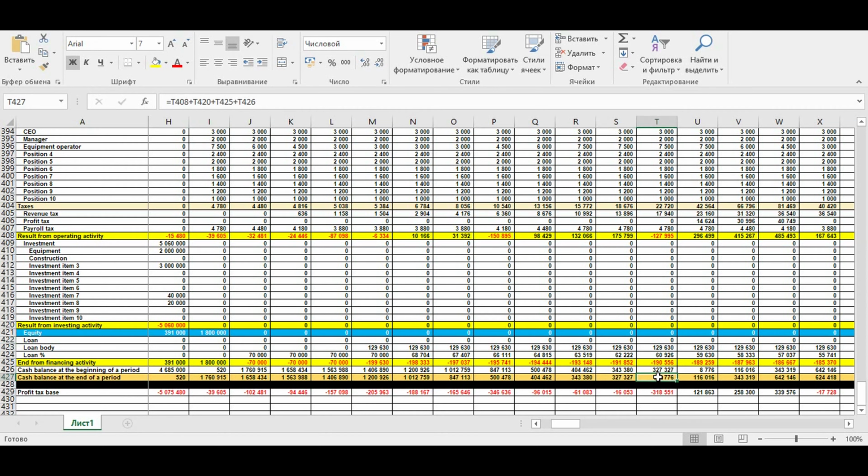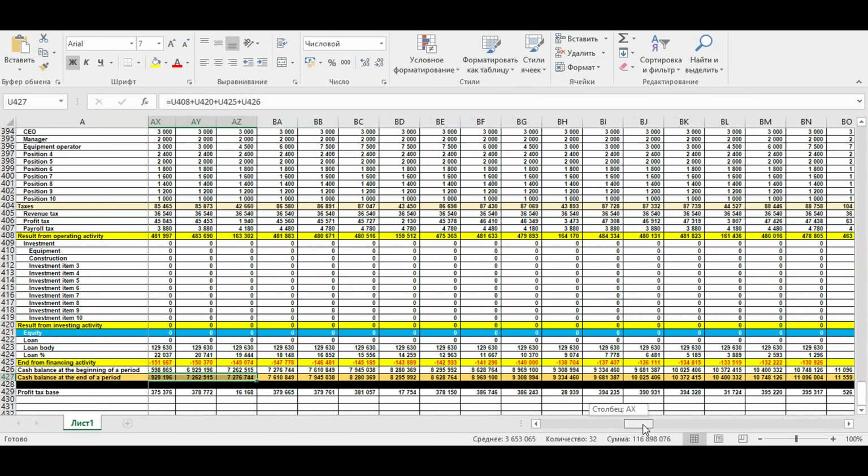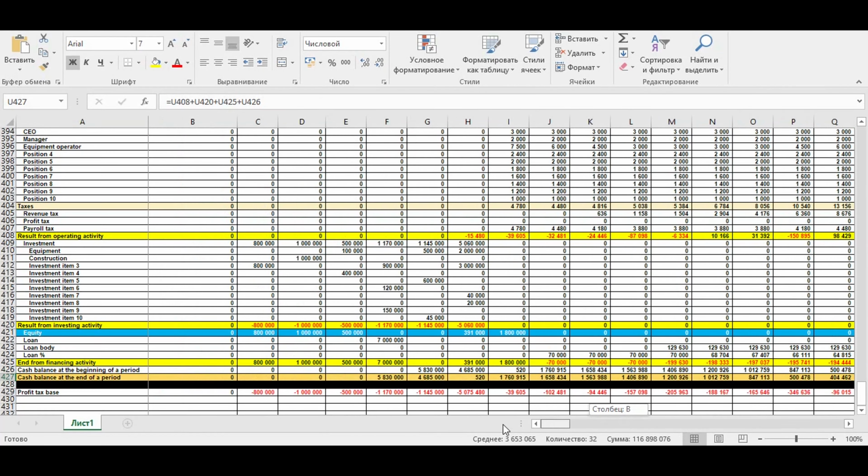So here is a minimum of the cash balance at the end of the period, and here we see how it starts to grow. That's the signal that we don't need extra financing for our business idea. So this means that we need this amount of our money from our pocket, and this amount of money from the bank.